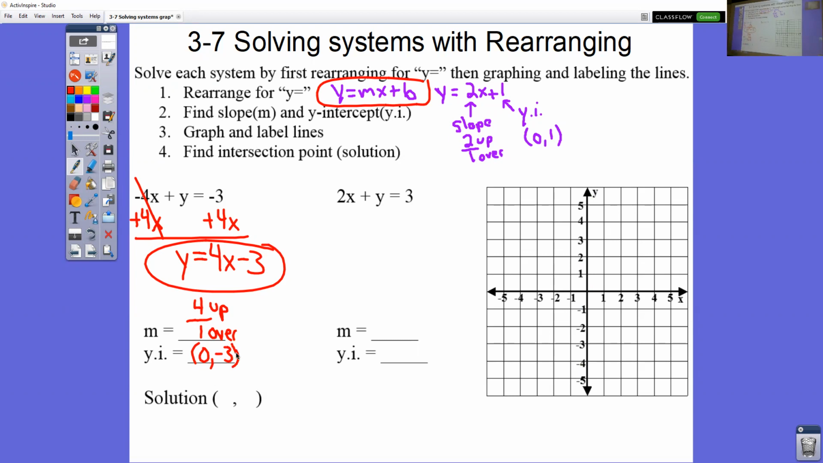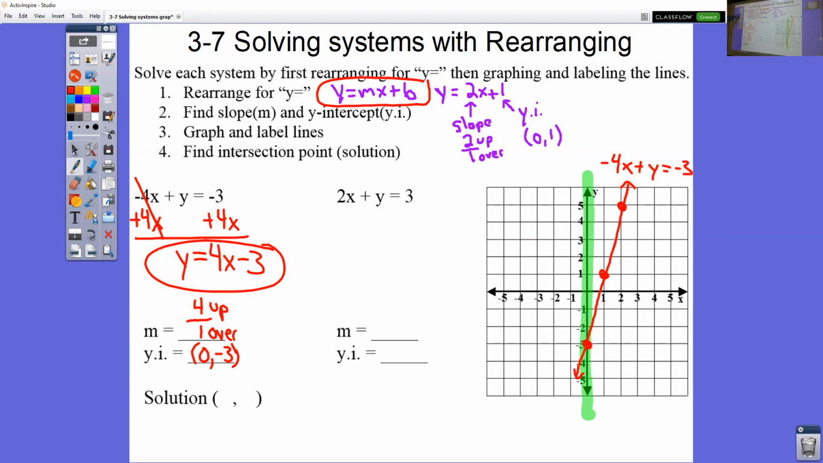So when I go to graph my line, remember that your first point always has to be somewhere on that y-axis. So 0, -3 is right here. Starting there, we want to go up 4 over 1. So up 4 over 1, put a dot. Up 4 over 1, put a dot. Remember, when you're graphing your lines, they should always form a straight line, not a V shape or anything like that. Connect your dots, put your arrows on your lines, and you should label your line as well.